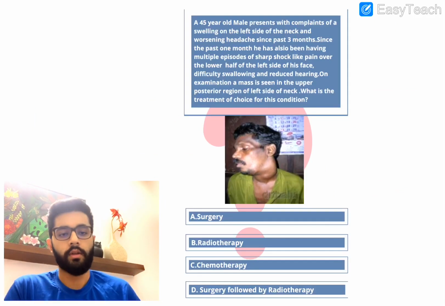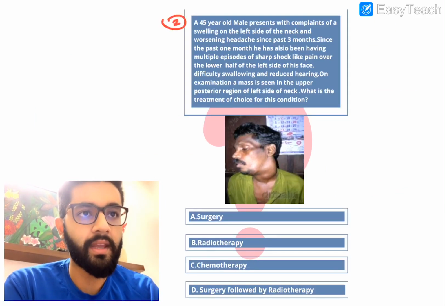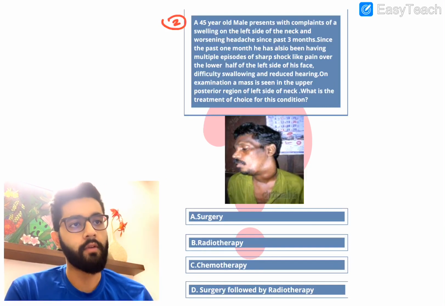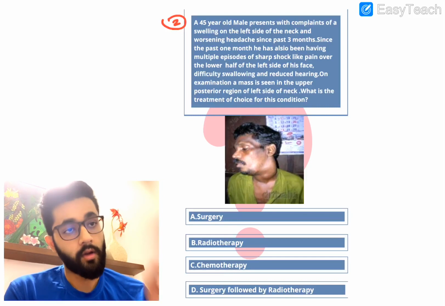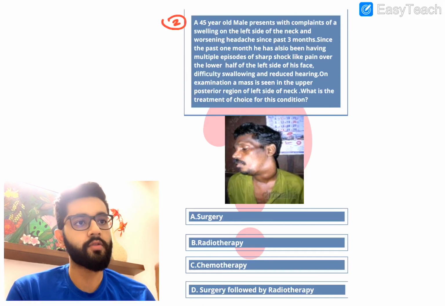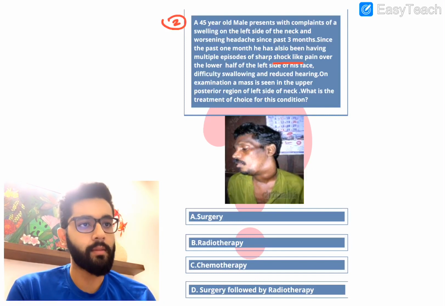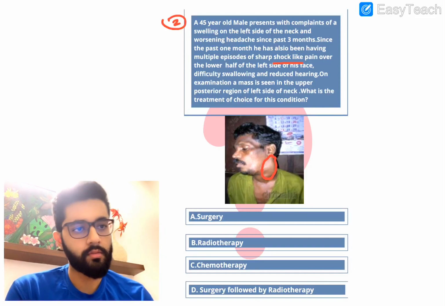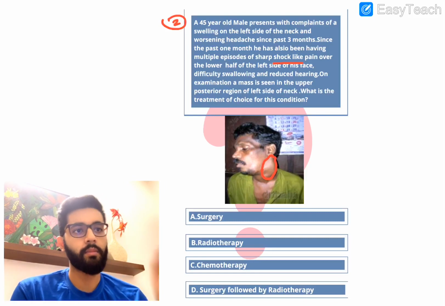Okay, so let's go to the next question. Question number 2 is from ENT. A 45-year-old male presents with complaints of a swelling on the left side of the neck and worsening headache since the past 3 months. Since the past 1 month, he has also been having multiple episodes of sharp shock-like pain over the lower half of the left side of face, difficulty swallowing, and reduced hearing. On examination, a mass is seen in the posterior region of the left side of the neck. You can see a mass here, just below the mastoid. What is the treatment of choice of this condition?